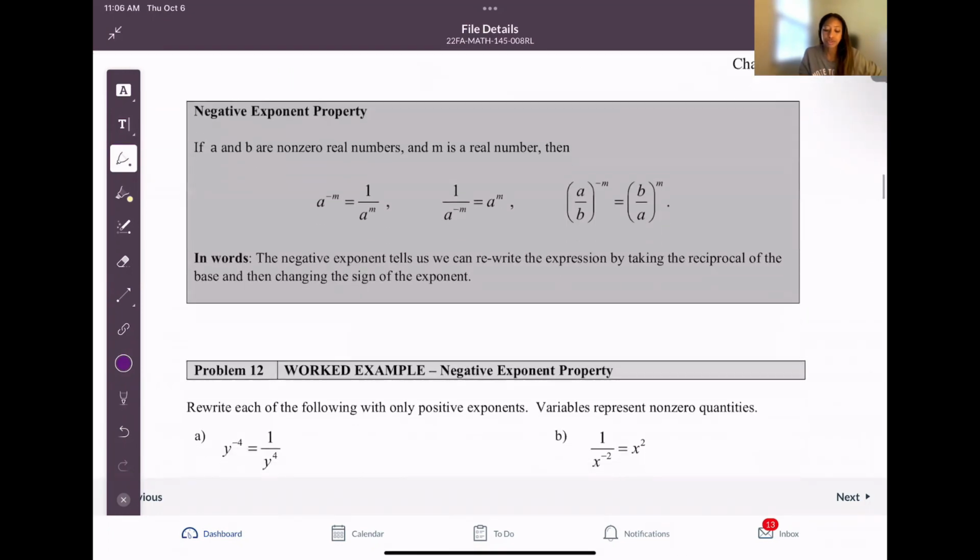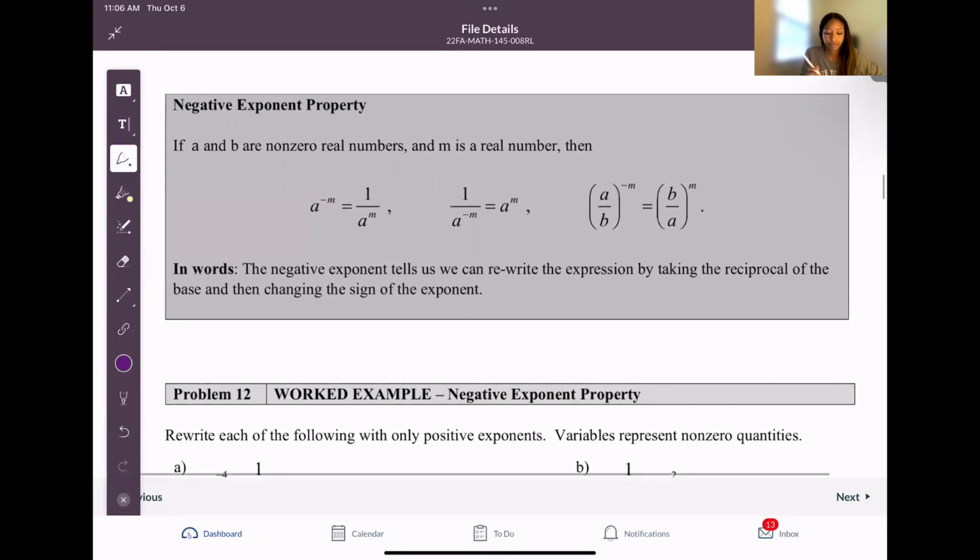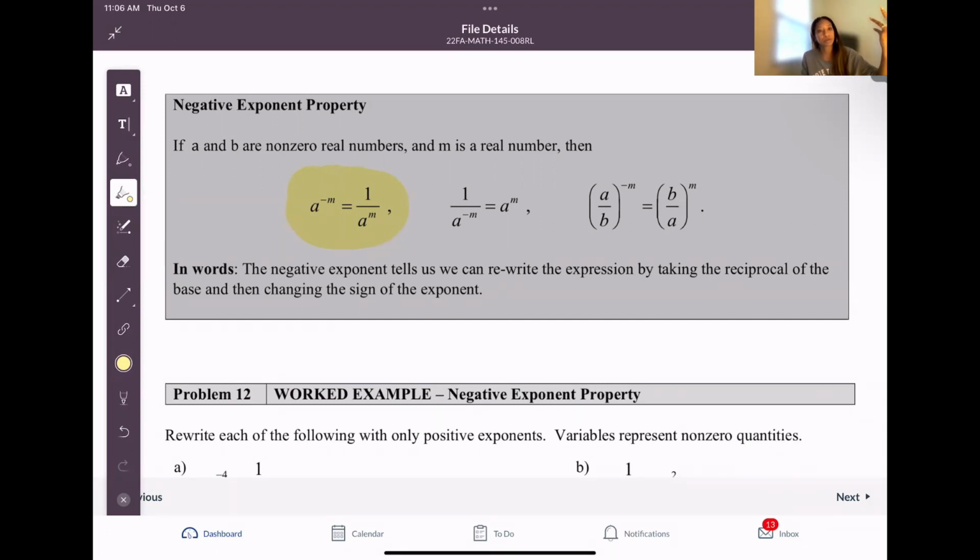Our next property deals with negative exponents. So what does it mean if we have a negative exponent? Saying that we have a to the negative mth power is equivalent to 1 over a to the m. A to the negative m is 1 over a to the m. So if we have a negative exponent, we can flip this and make it a fraction and move our exponential term down to the denominator and the exponent becomes positive.